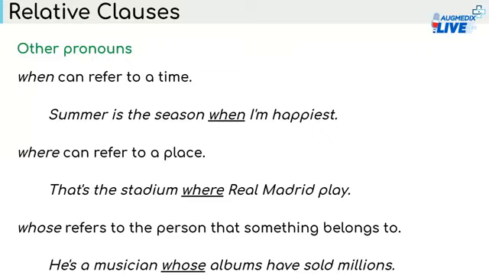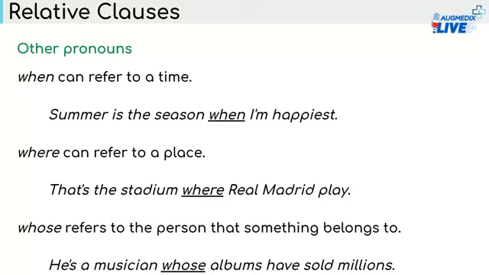Whose refers to the person that something belongs to. We use the pronoun whose to refer to people to whom something or some things belong. So he's a musician whose albums have sold millions, or millions of times.